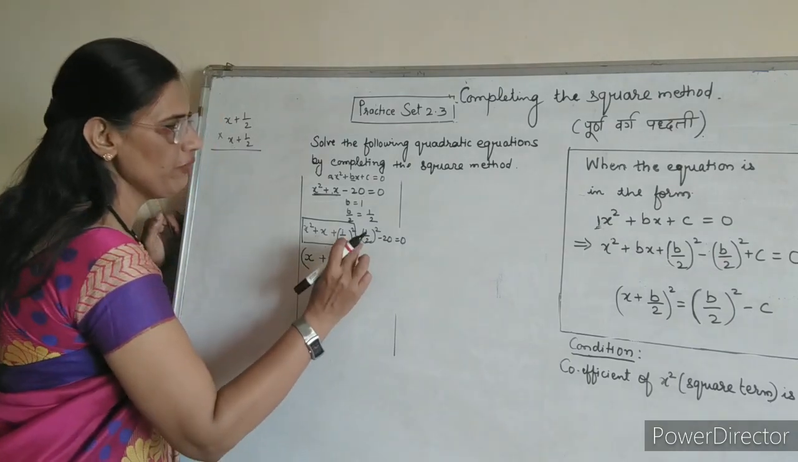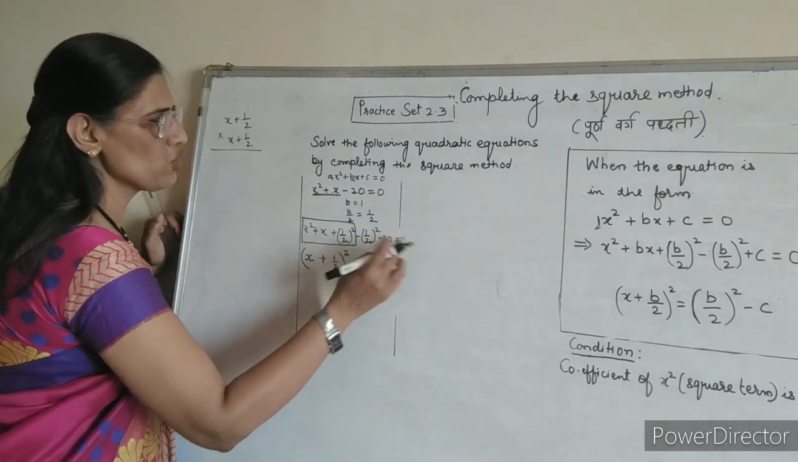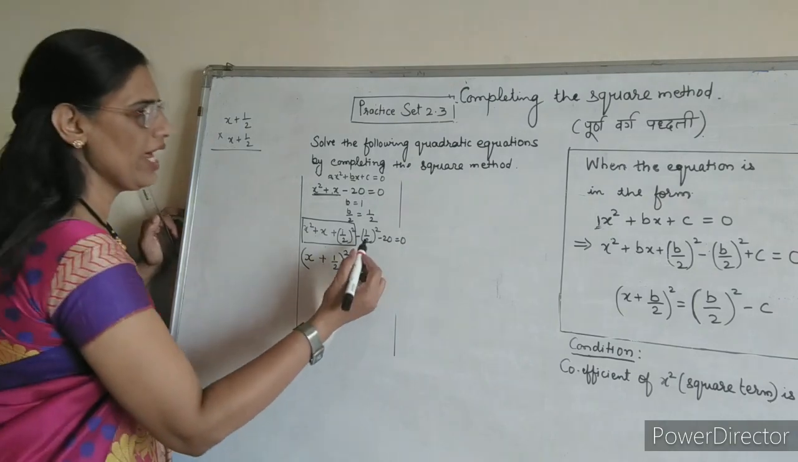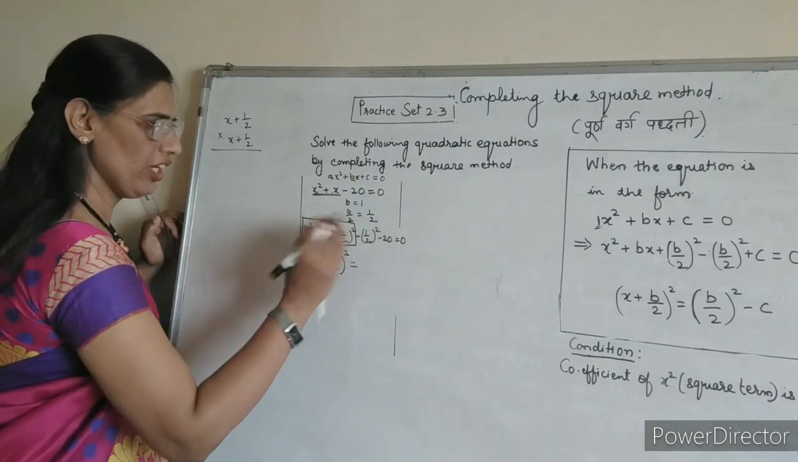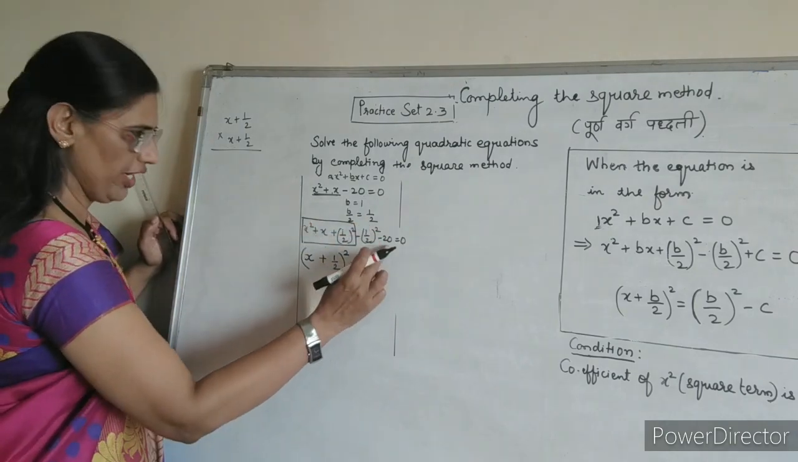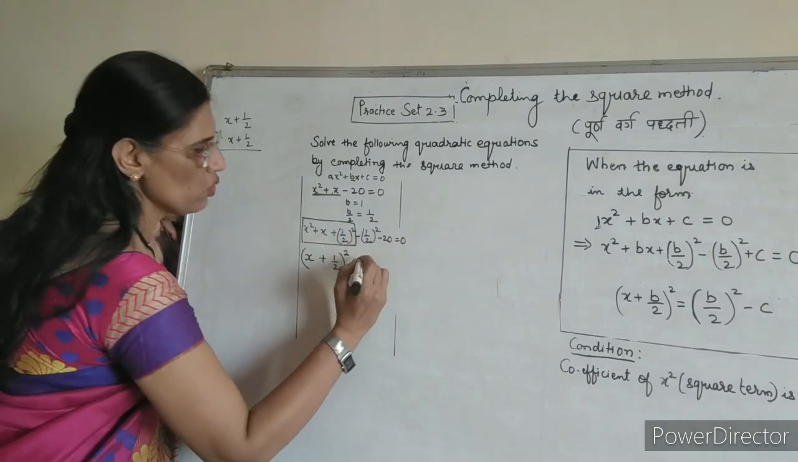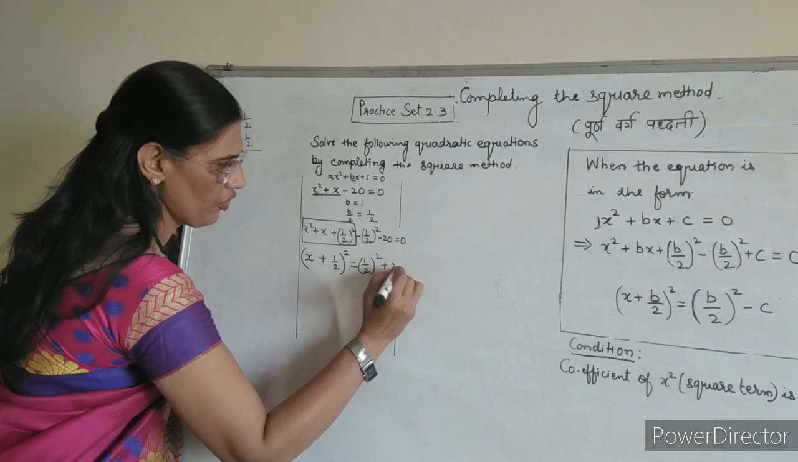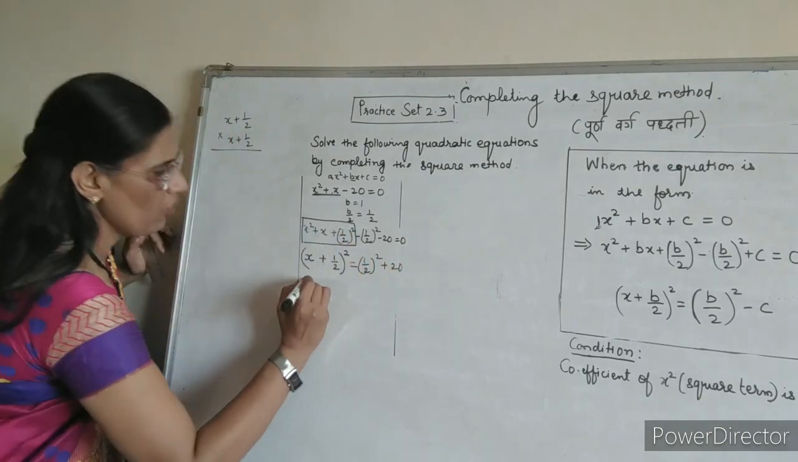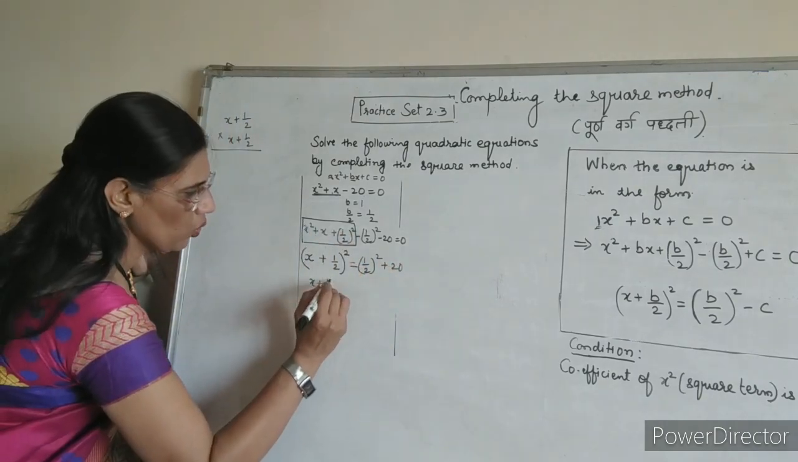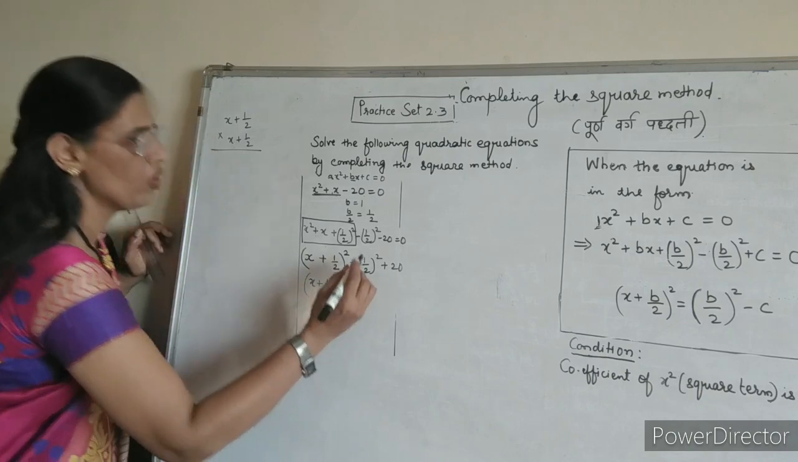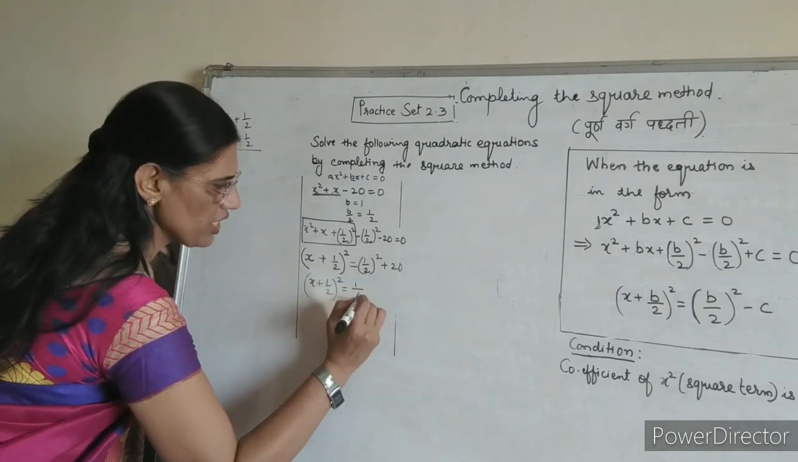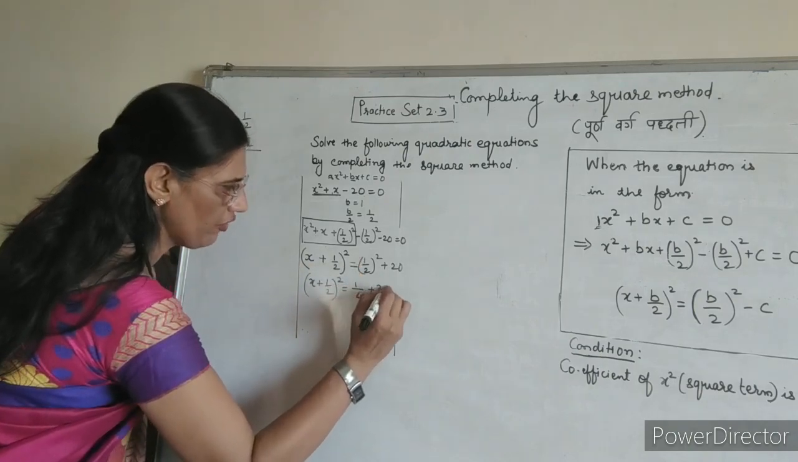Our next step will be, we will transfer this to this side, or you will add 1 upon 2 whole square to both sides. You will add 20 to both sides. So here we get 1 upon 2 square plus 20. Right? Now we get x plus 1 upon 2 whole square is equal to 1 upon 2 square plus 20.